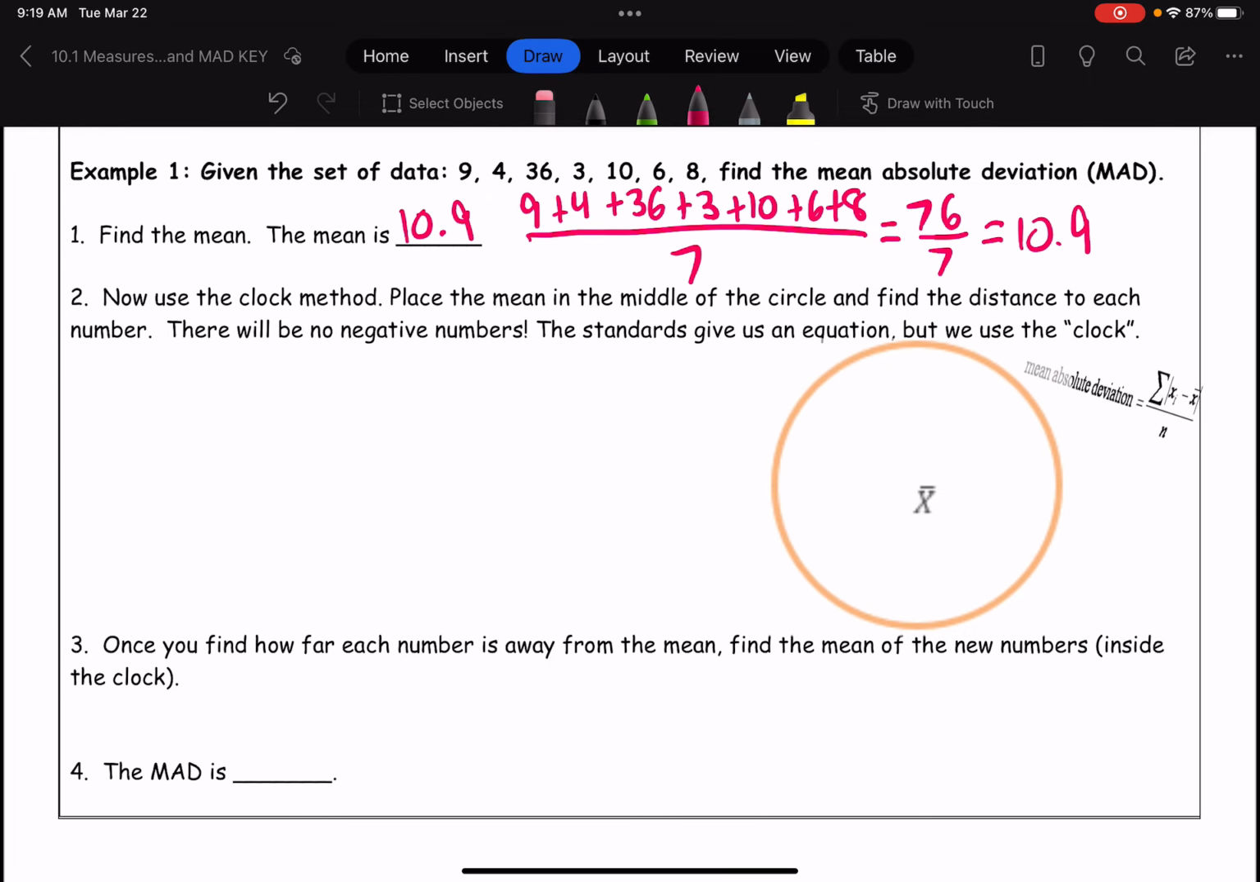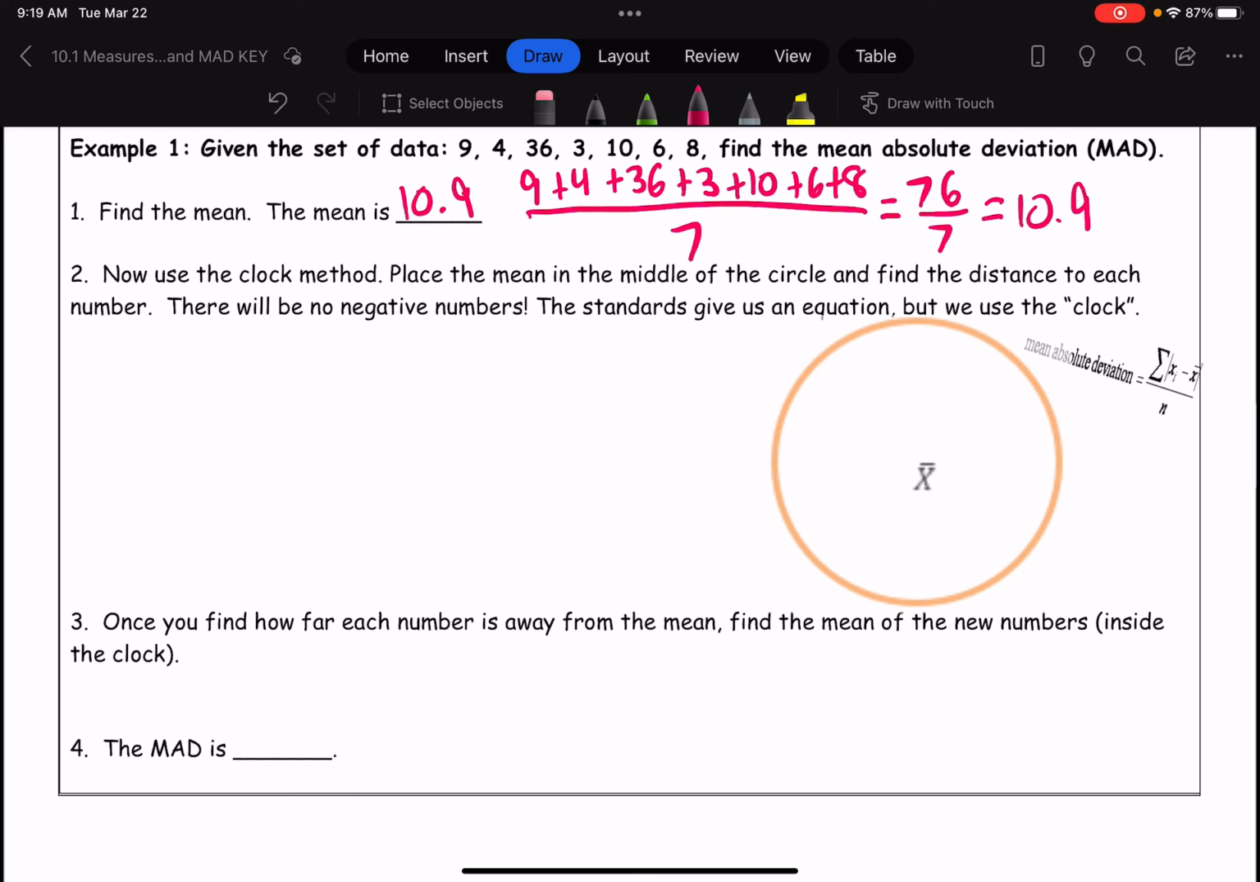So you'll see this X bar, this is your mean, and find the distance to each number. There will be no negative numbers. So if our mean is greater than whatever data set we were looking at, we'll subtract that. And if the data point is larger than our mean, then we'll take the data point and subtract the mean. This just gives us our distance away from each value.